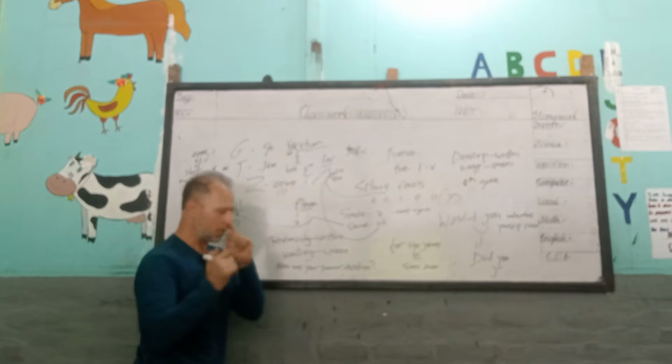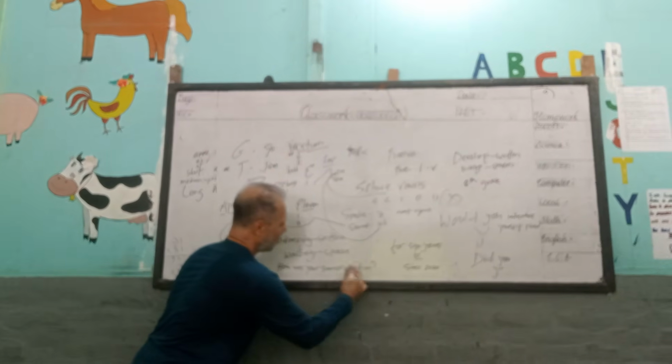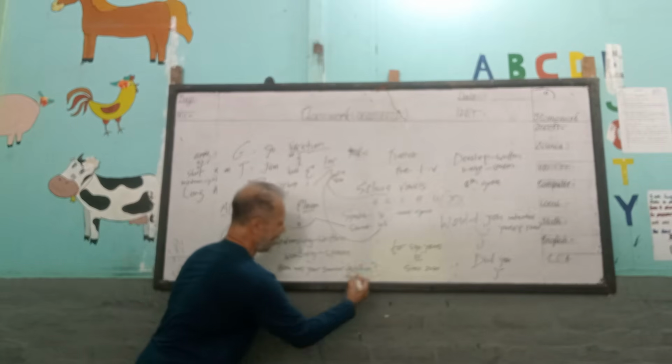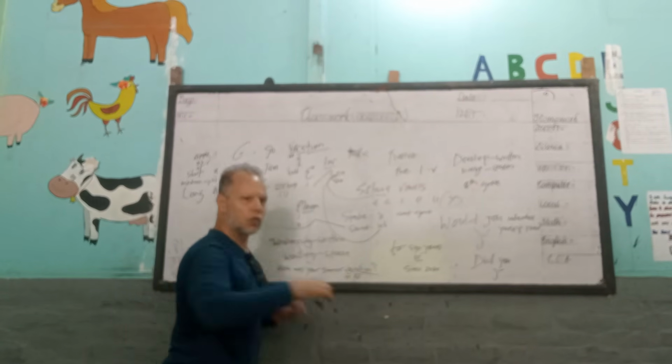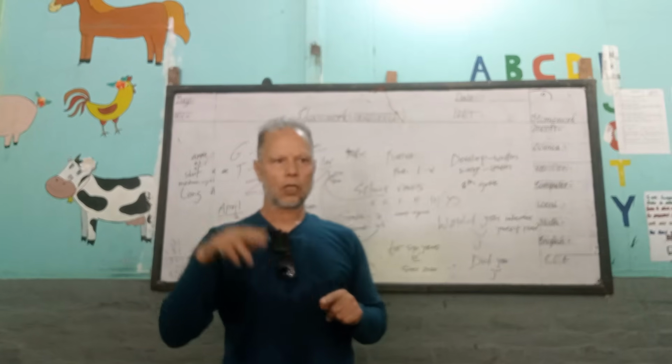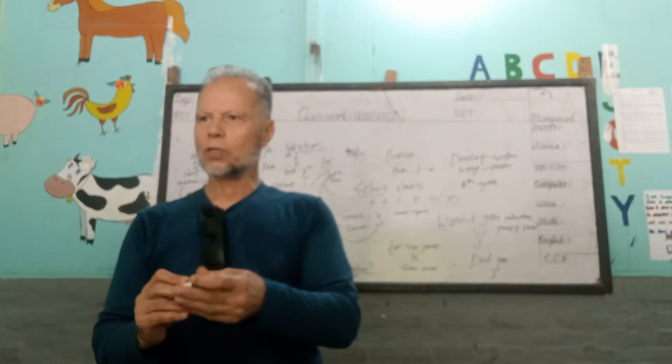And for practice, write it down. Ve, K. This is a "shun," not "sun." Shun.